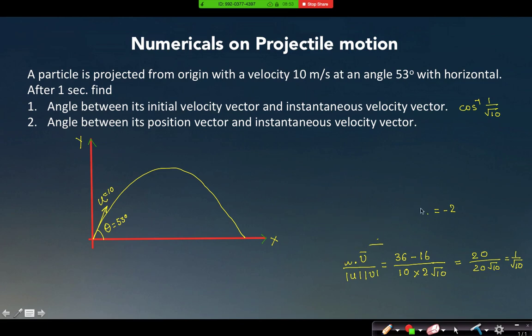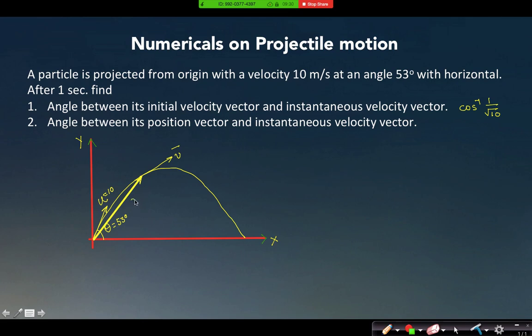Now let us come to the second part of the question. It says that what is the angle between initial velocity vector and position vector after 1 second. Let us assume that after 1 second the particle is here. This is the velocity that we have already found. So what is the position vector at this point? Position vector for this point should be this part. Yes or no? It is the position vector when the particle is after 1 second.